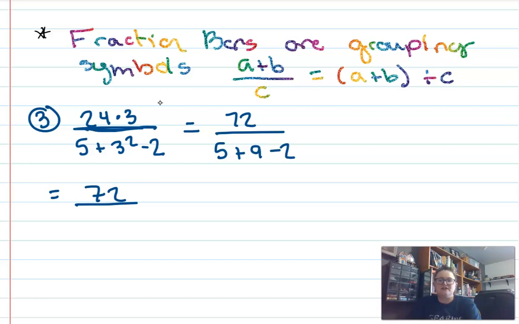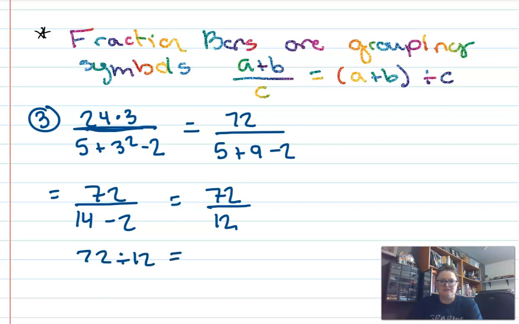So this is addition and subtraction. Now remember, that's technically all the same level. So we go left to right. 5 plus 9 is 14 minus 2, which is 12. Or sorry, I said final answer. We're not quite done yet. Our final answer is when we divide 72 divided by 12, which is 6.